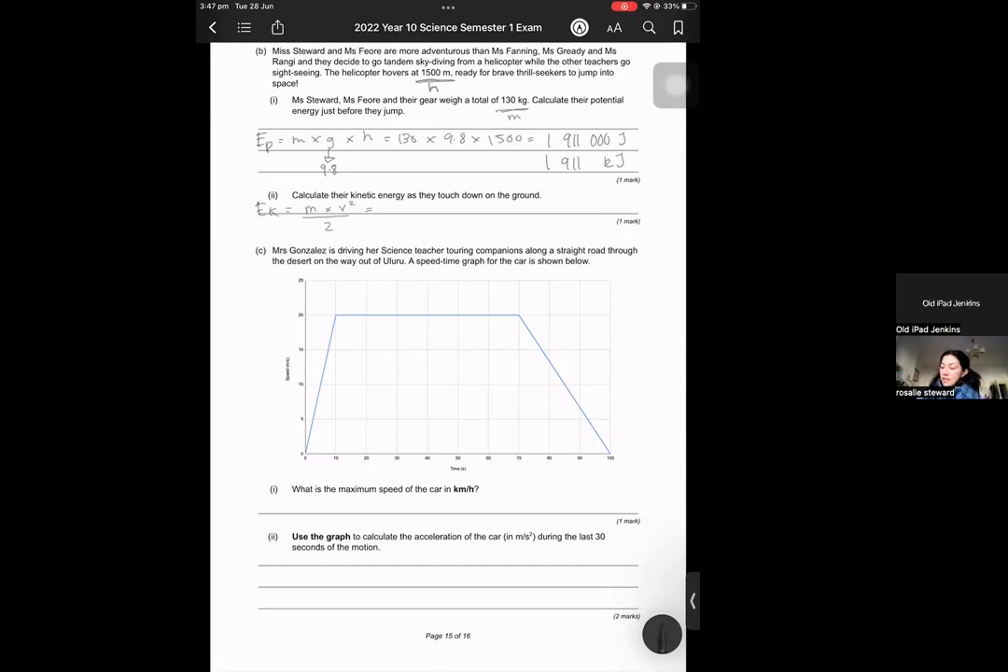So the kinetic energy as they touch the ground. So we don't actually need to use a kinetic energy formula. It's actually one of those ones that are based on your understanding. So the idea here is that the potential energy at the start of their jump, at that 1500 meters, by the time they hit the ground, will have all been transformed into kinetic energy.